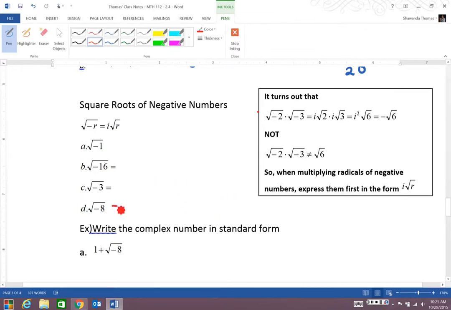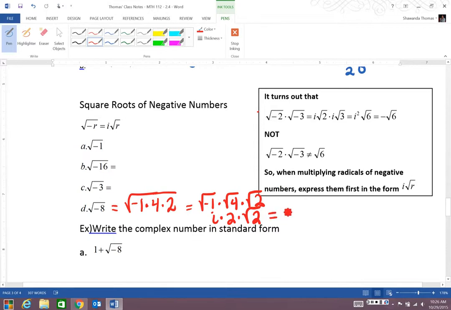Alright, next we have the square root of -8, which is -1 times 4 times 2. We've got to get that perfect square out. So that's why I had to break down 8. Alright, so that's the square root of -1 times the square root of 4 times the square root of 2. I know that the square root of -1 is i, the square root of 4 is 2, and of course 2 is not a perfect square, so it stays under the radical. So the answer here is 2i square root of 2. So I just pull that 2 in the front. Alright, so 2i radical 2.